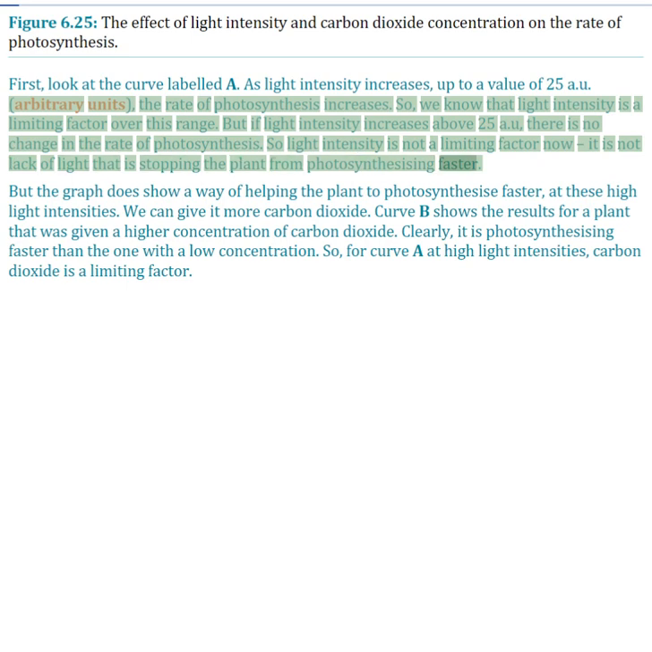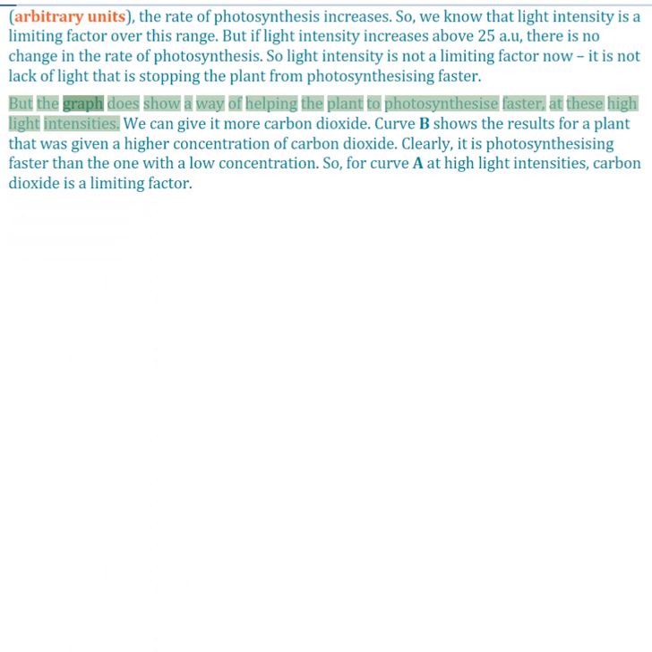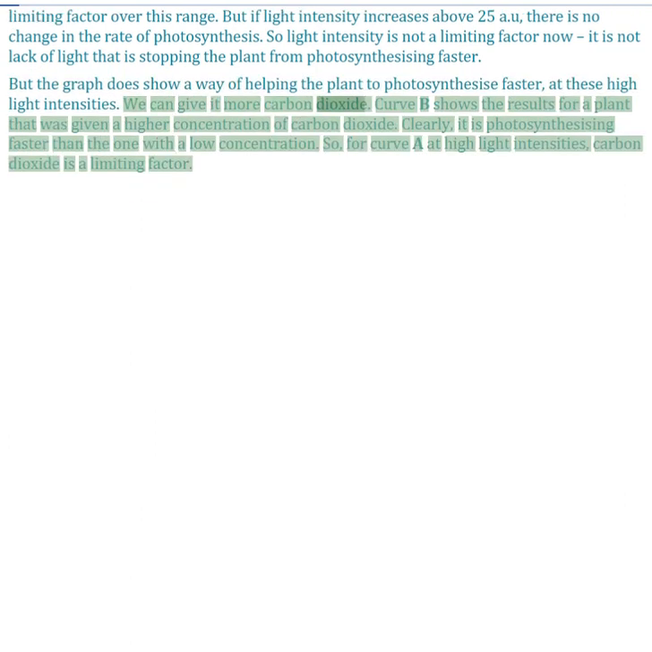from photosynthesizing faster. But the graph does show a way of helping the plant to photosynthesize faster at these high light intensities. We can give it more carbon dioxide. Curve B shows the results for a plant that was given a higher concentration of carbon dioxide. Clearly, it is photosynthesizing faster than the one with a low concentration. So, for curve A at high light intensities, carbon dioxide is a limiting factor.